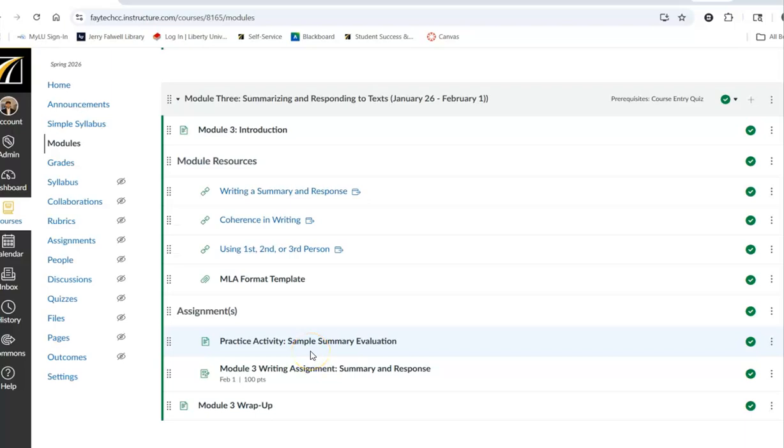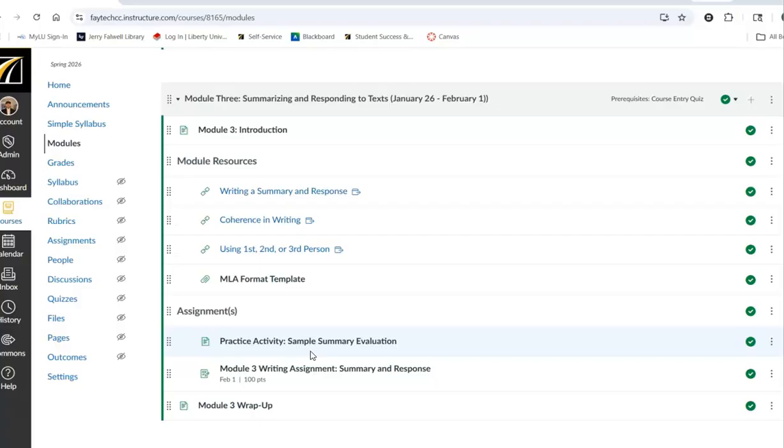Okay, everybody, Module 3 is a continuation or a progression from Module 2. In Module 2, we focused on writing one paragraph with a particular structure, and that structure was the meal plan structure. Now in Module 3, we're going to write two paragraphs.